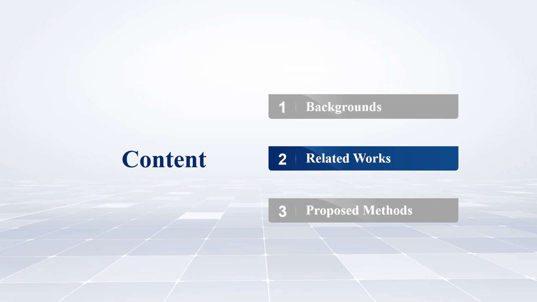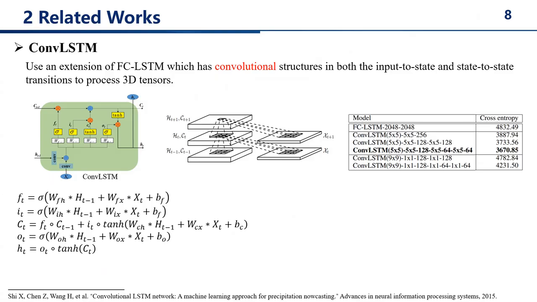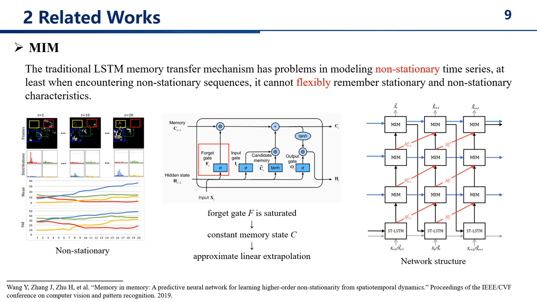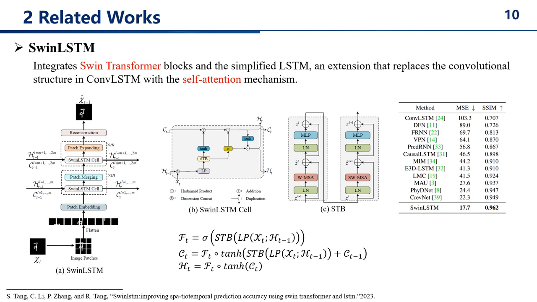The following are some of the related works. ConvLSTM is a pioneering work. It integrates convolutional networks into the LSTM architecture. MIM uses differential information between hidden states for better non-stationarity handling. SwinLSTM integrates the Swin Transformer module into the LSTM architecture for better spatiotemporal modeling.